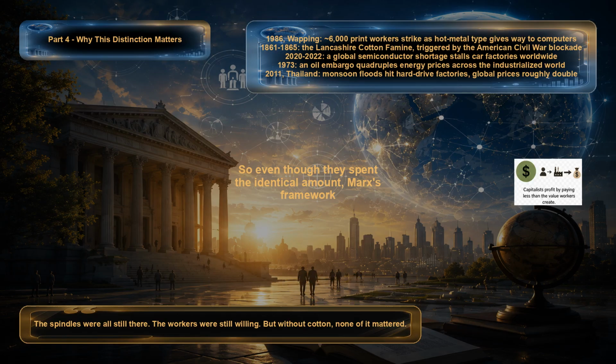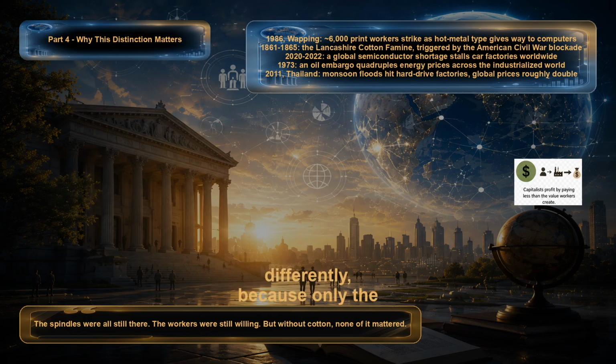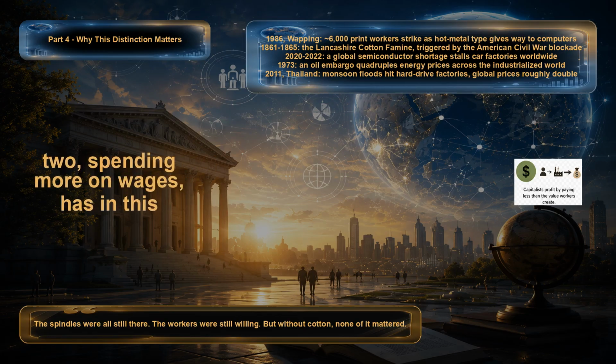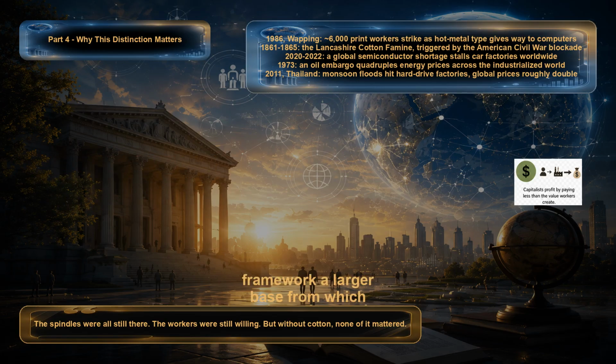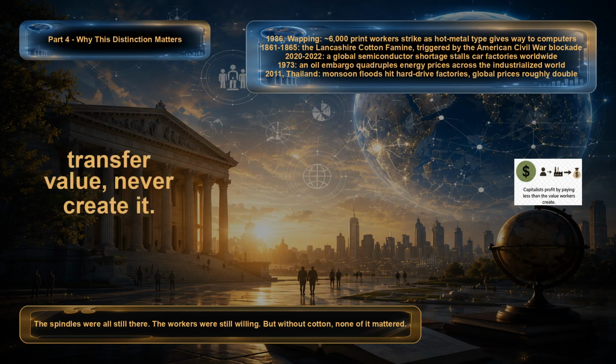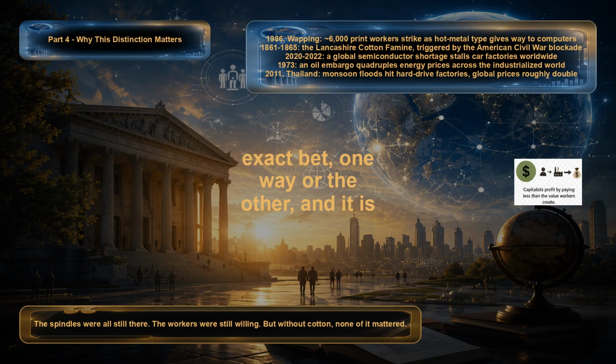So even though they spent the identical amount, Marx's framework says these two factories are structured completely differently underneath. Completely differently, because only the variable portion in Marx's account is capable of producing new value beyond its own cost. Factory 2, spending more on wages, has in this framework a larger base from which surplus value can be generated. Factory 1, leaning heavily on machinery, has converted much of its investment into something that can only transfer value, never create it. Is there a specific historical business that actually made this exact bet, one way or the other, and it is worth knowing about?